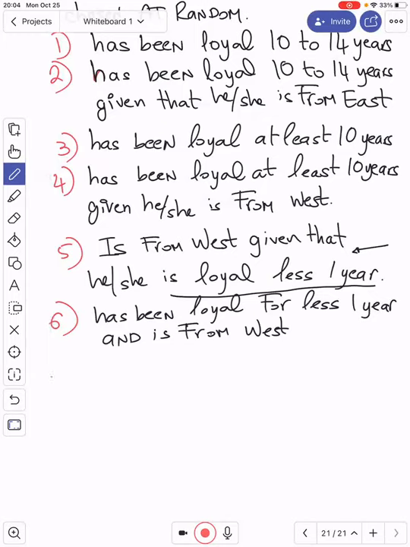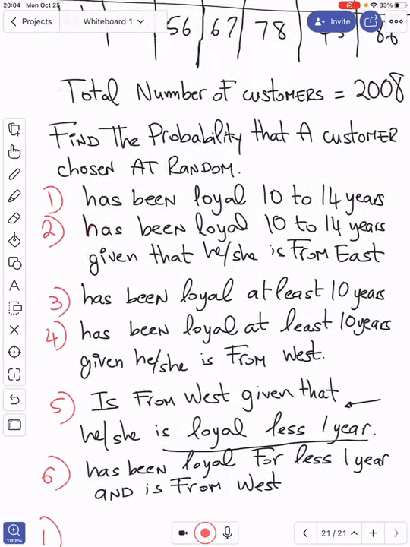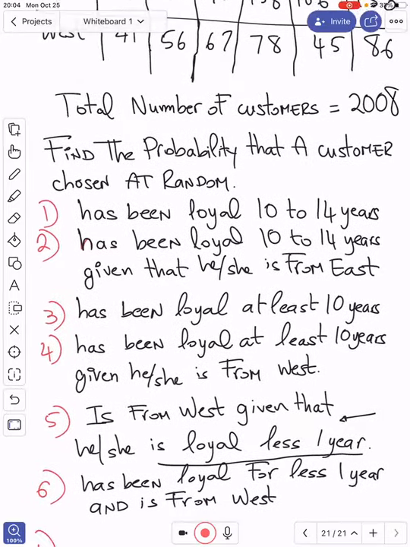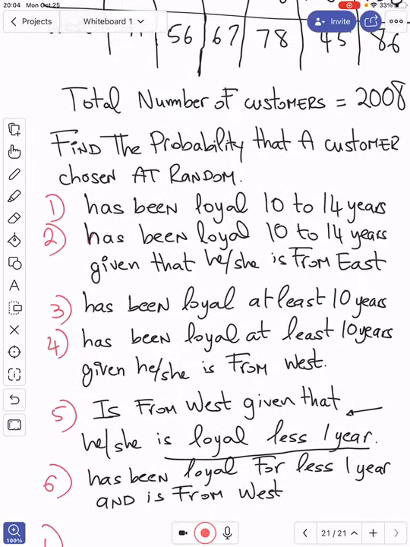All right, so let's start with number one. So number one, the probability that a customer chosen at random has been loyal 10 to 14 years. Okay, 10 to 14 years. So the event A here is that the customer has been loyal 10 to 14 years. That's the event. So what's the frequency of the event? So how many customers have been loyal to this supermarket 10 to 14 years, right?